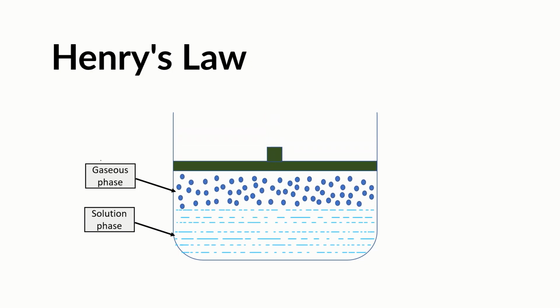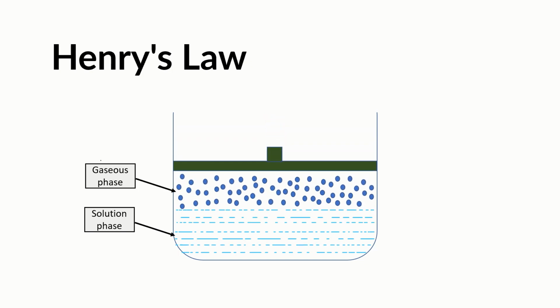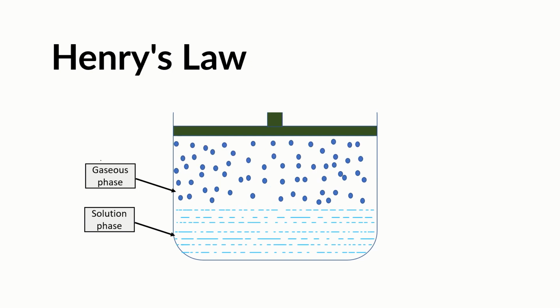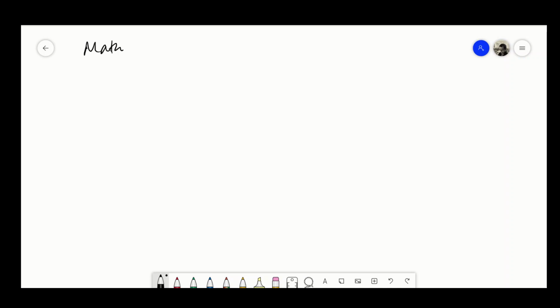It states that the mass of a gas dissolved in a given volume of a liquid at constant temperature is directly proportional to the pressure of the gas present in equilibrium with the liquid. Mathematically, we can write this as M is proportional to P, or M is equal to K into P.